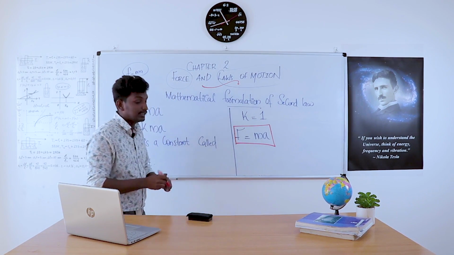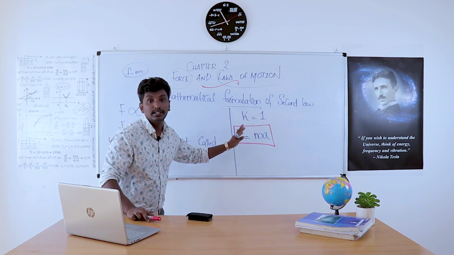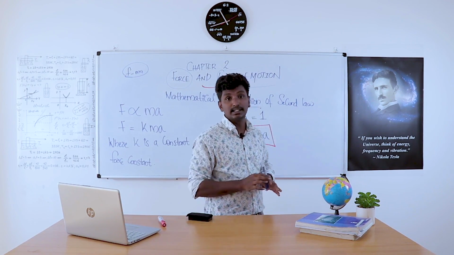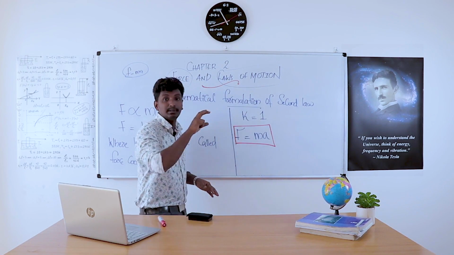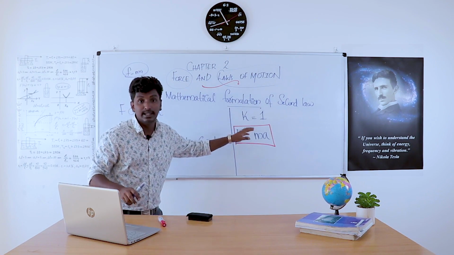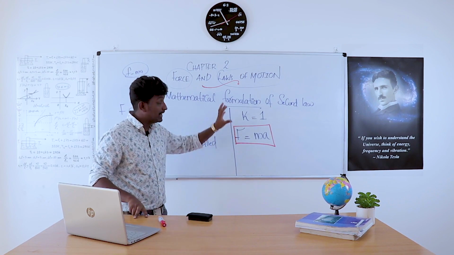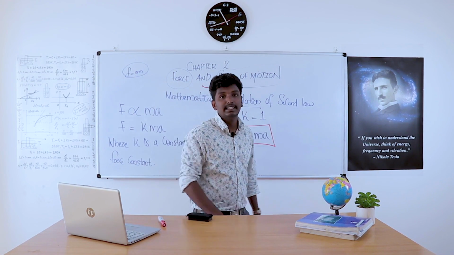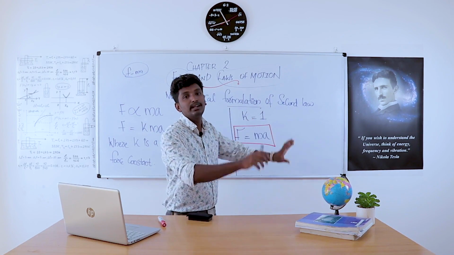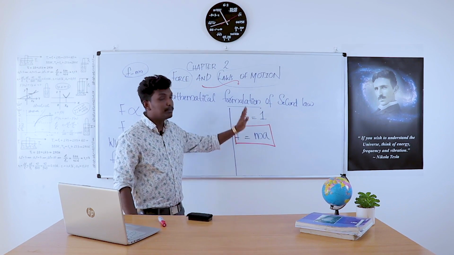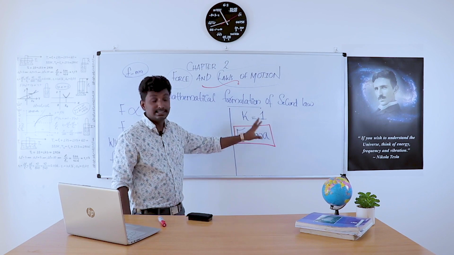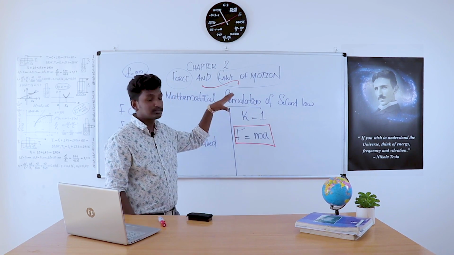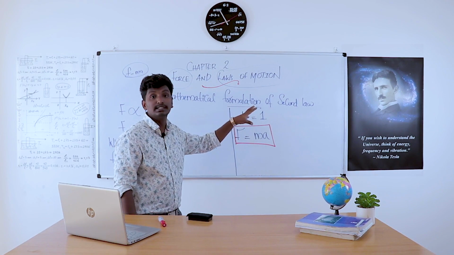That is, rate of change of momentum is directly proportional to the force. That's the statement for Newton's second law, and we got the mathematical formulation as F is equal to ma. That means mass multiplied by acceleration gives the force applied on that object. This is the mathematical formulation of the second law.